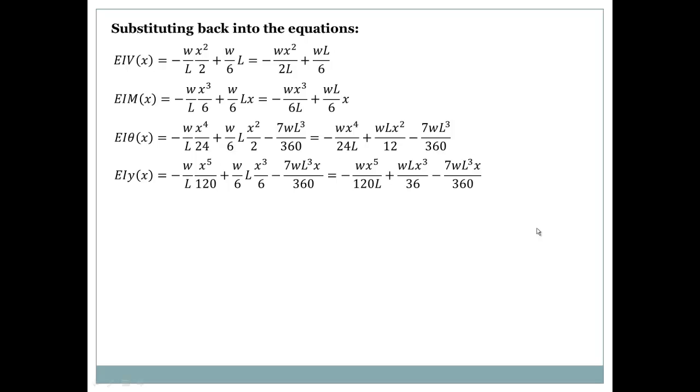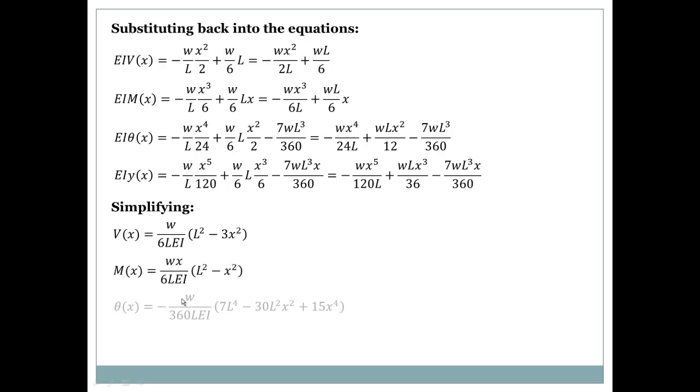I will even simplify them more so they will look nicer. So now also for V of X by itself, it's going to be W over 6 LEI times this, and M of X is going to be this, theta of X is going to be that, and Y of X is this. Okay, now we have these equations.